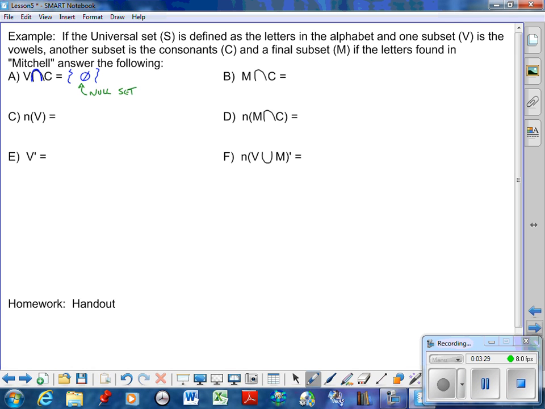Okay? The next one, the intersection between Mitchell and consonants. Well, we just got to look at what consonants exist inside of Mitchell. We have M, T, C, H, and an L. So we have those exact letters. So we have an M, T, C, H, and an L. All right. So there is your intersection between the word Mitchell and your consonants.